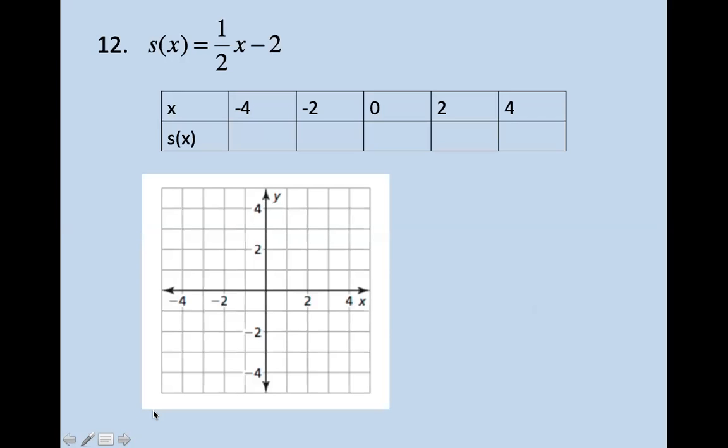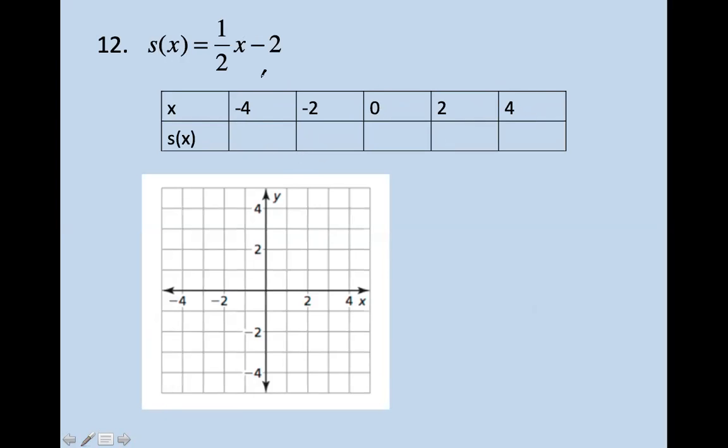Okay, so this time we're actually graphing a linear function. And so the first thing we're going to do is take these domain values that we have in this problem, -4, -2, 0, 2, and 4. We're going to plug those in for x, figure out what we get for our output, our s of x, and then graph these as ordered pairs. So I have to do this problem, it looks like 1, 2, 3, 4, 5 times, right?